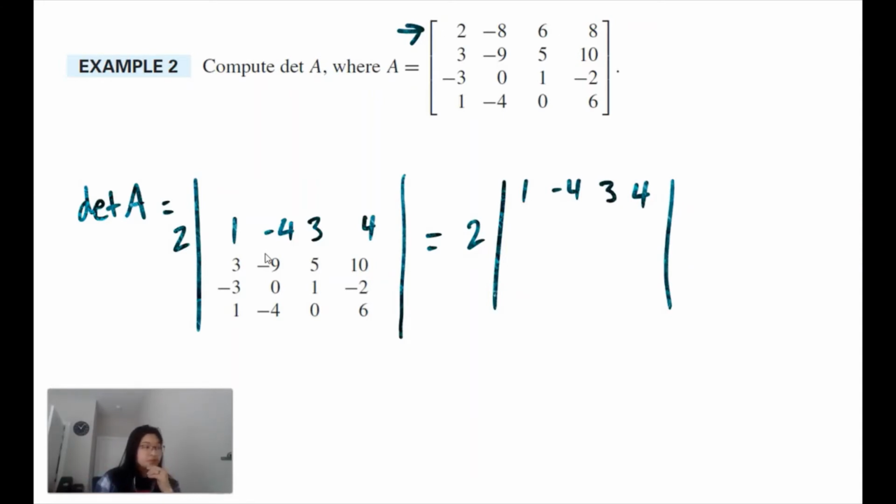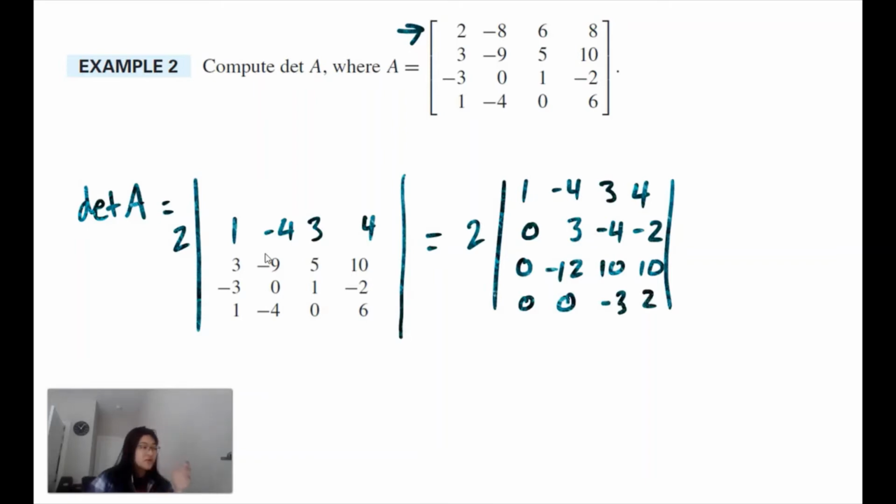What do we end up with? We got 0, 3, negative 4, and negative 2. We get 0, 12, negative 12, 10, and 10. And then we end up with, those are the same, 0, 0, and we get negative 3 and 2. And so from here, well, that's kind of nice.